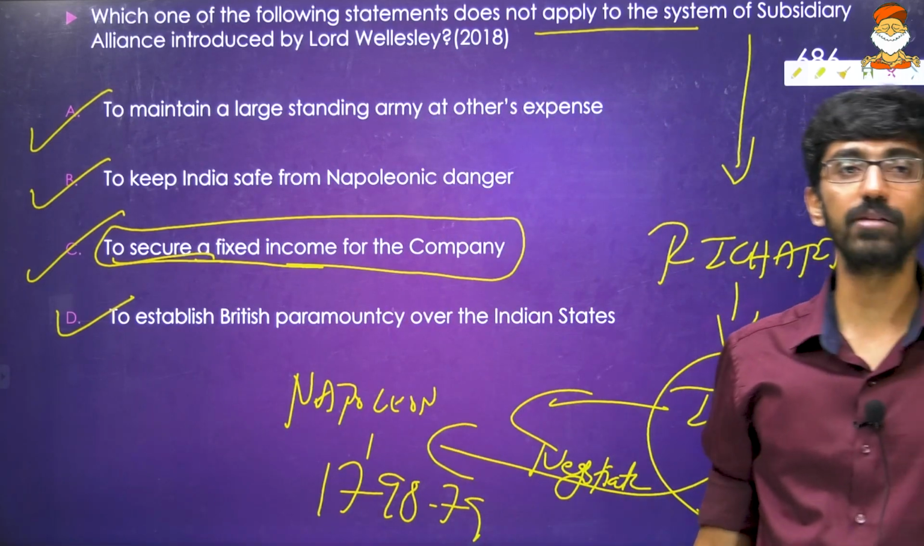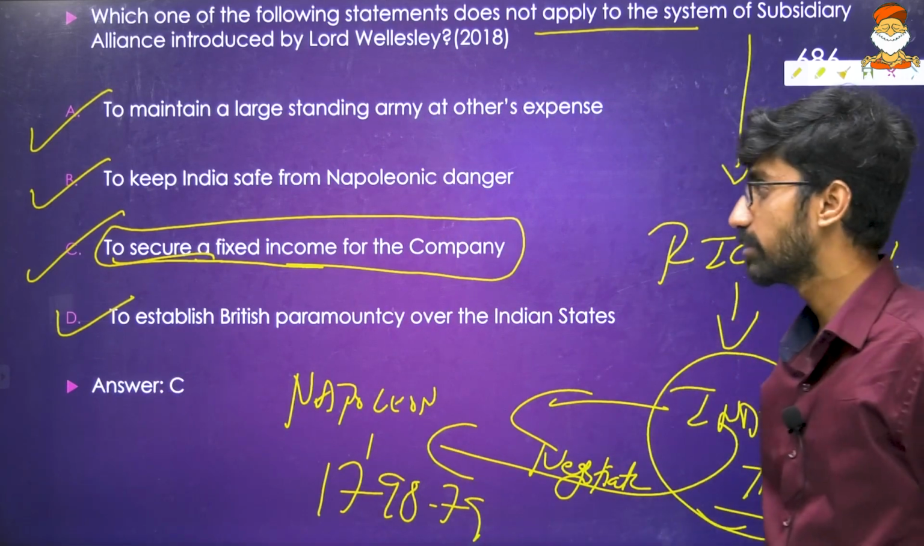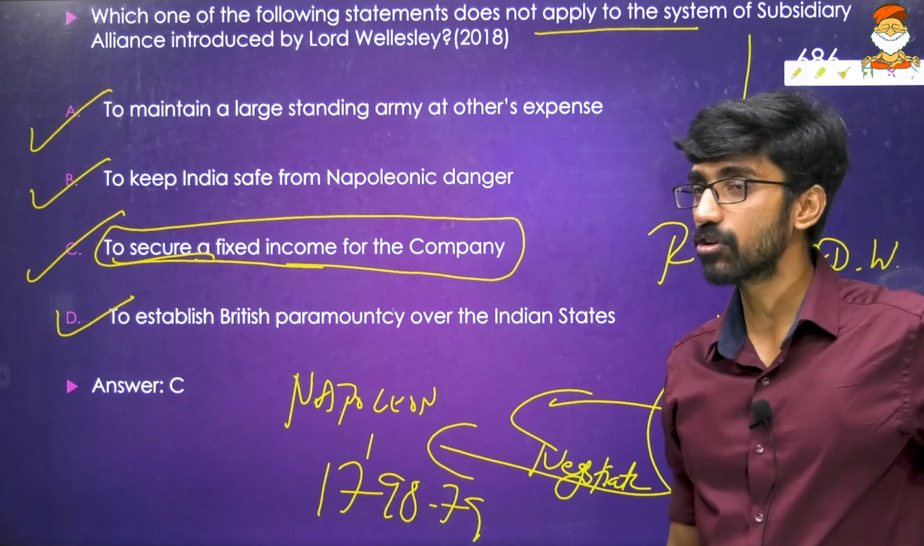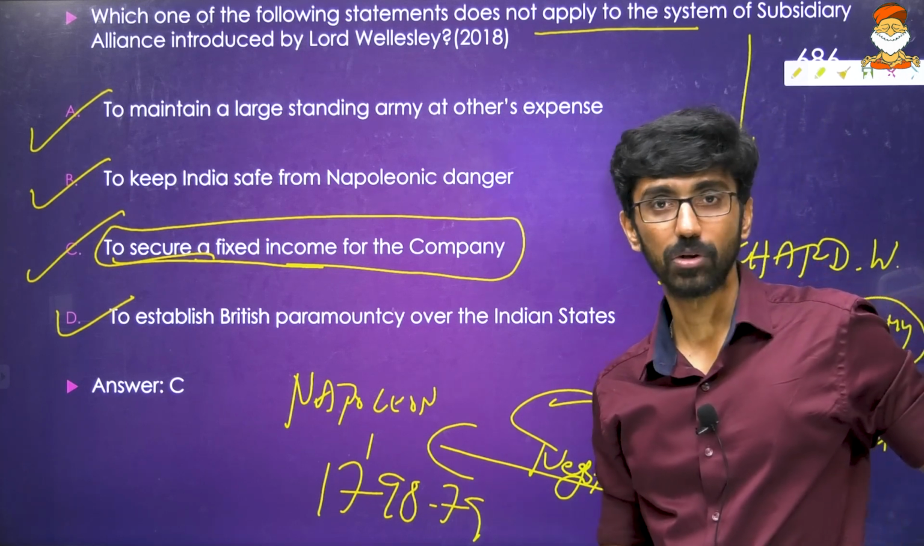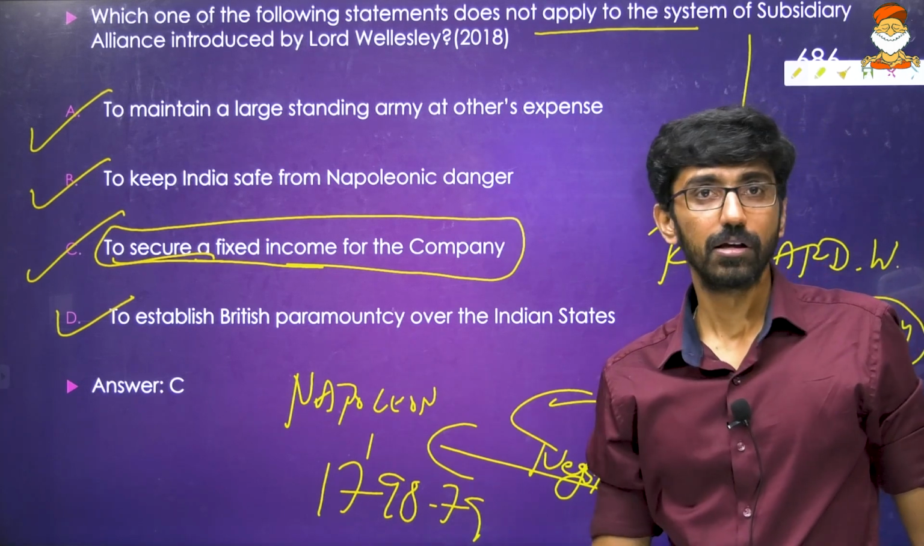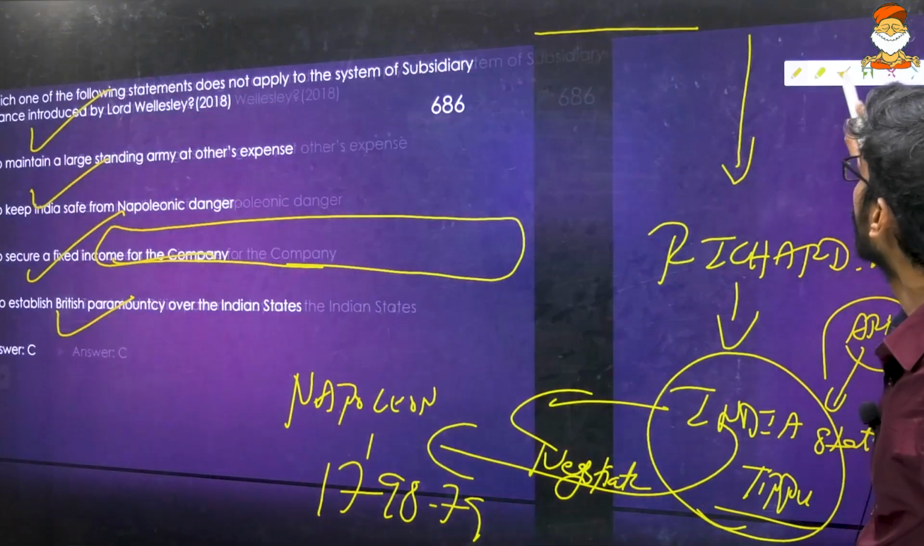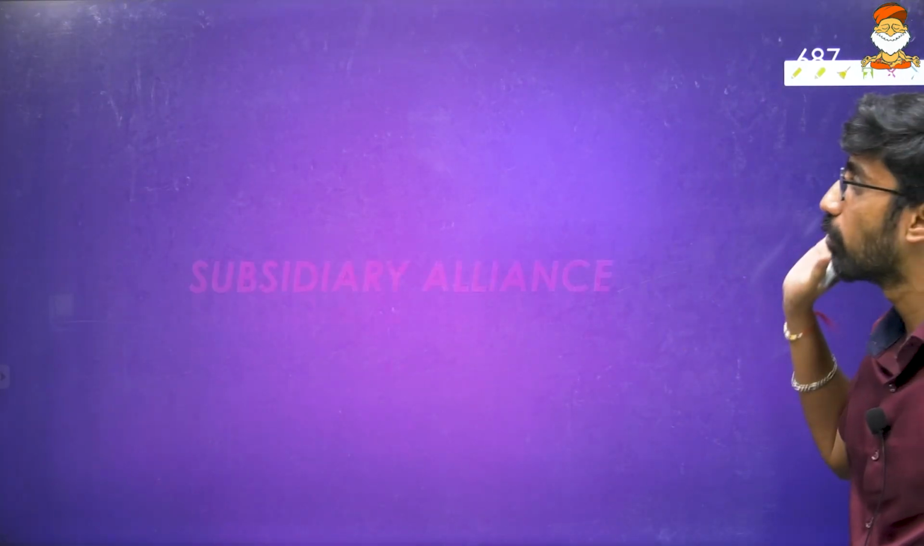These are all concepts, not just factuals. When you understand the concept, you can learn history better. This was asked in 2018. Now we will see the subsidiary alliance system in detail. I have explained the overall concept.